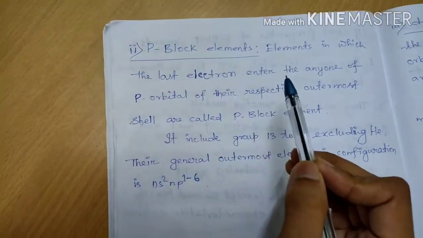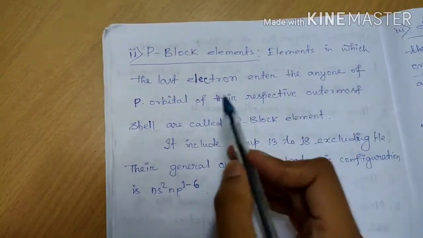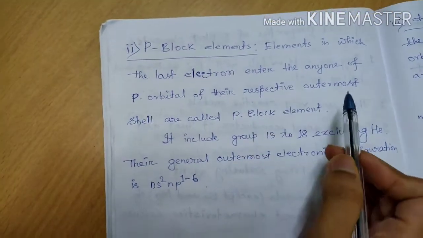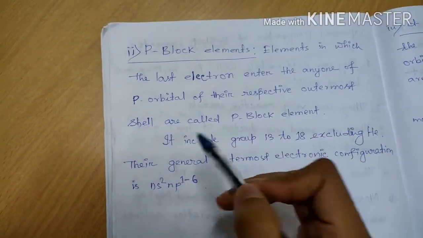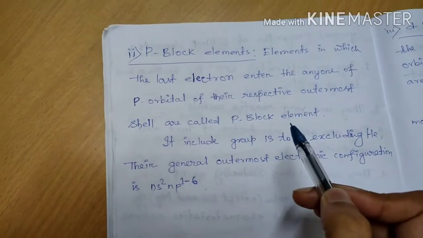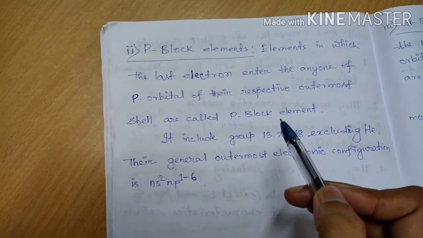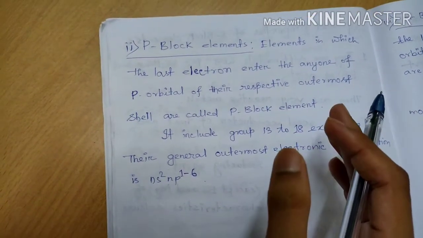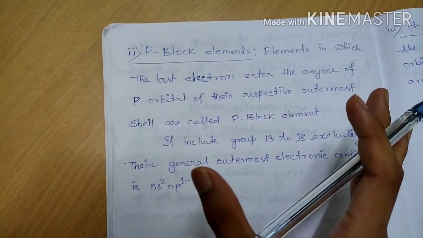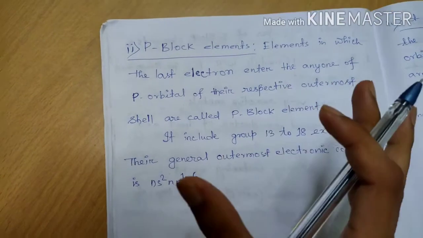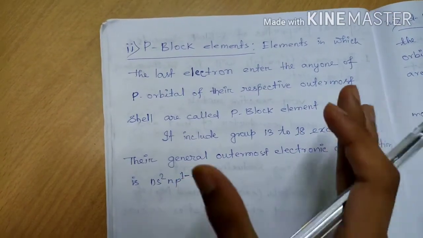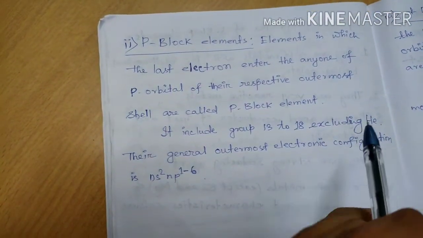Okay, so you see, elements in which the last electron enters any one of the p orbitals of their respective outermost shell are called P block element. Okay, last electron means the valence electron, as I have already told you in my previous video.